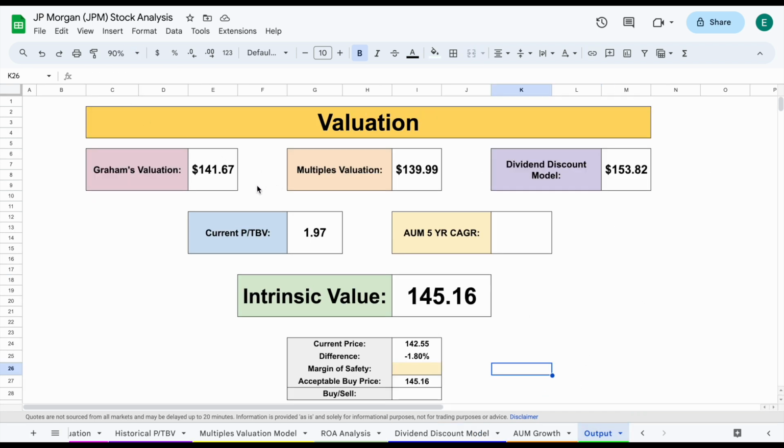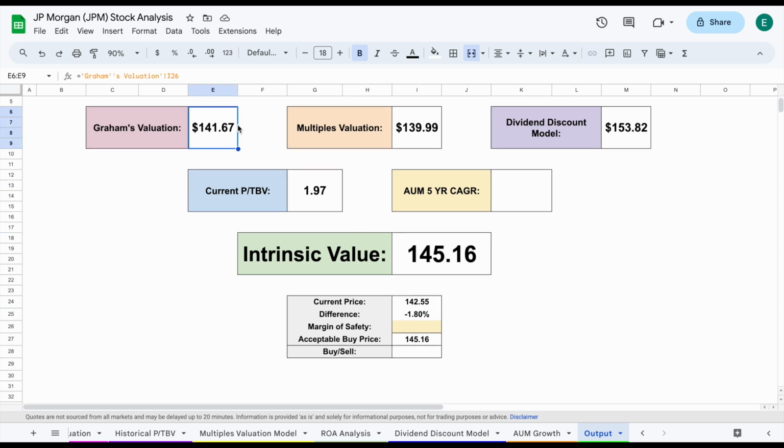So when we jump over to our output tab, I'll zoom out just a little bit. We can see the five valuation models that I typically use. We didn't look at assets under management in this scenario, but keep in mind they are one of the largest banks. But if you look at Graham's, we came to a valuation of 144, multiples 140, dividend discount model at 153. And with our current price to tangible book value, it looked like they were slightly overvalued compared to where they've been historically. But if we average these three together, we come to an intrinsic value of $145.16. The current trading price is sitting pretty close at $142.55.